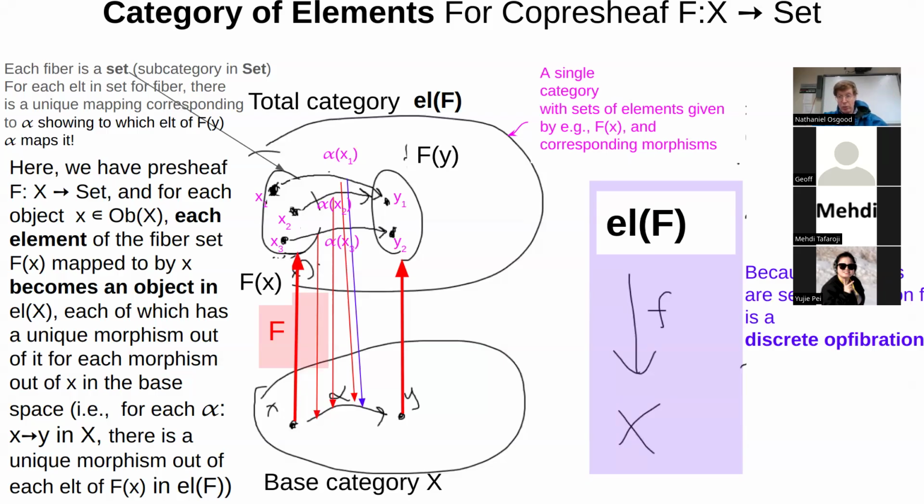And there's a special type of relationship between this category of elements and the base category that is of great significance, but we won't be going into right now. There's a particular type of relationship down from this top category to the bottom category called an opfibration. And this is in particular a discrete opfibration because it's defined in terms of sets here. Okay. So you'll remember this idea of the category of elements?